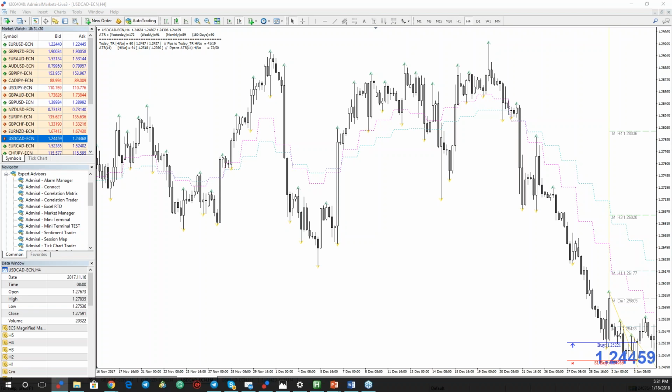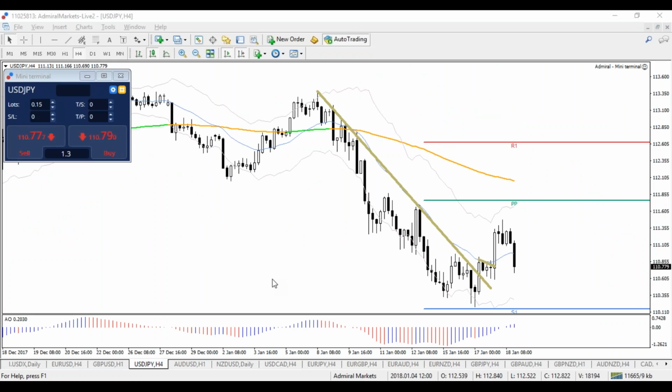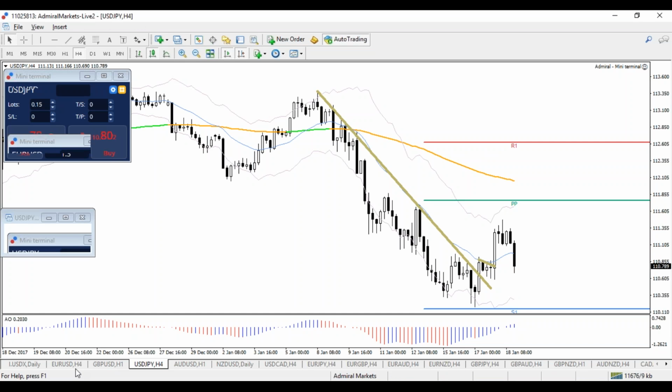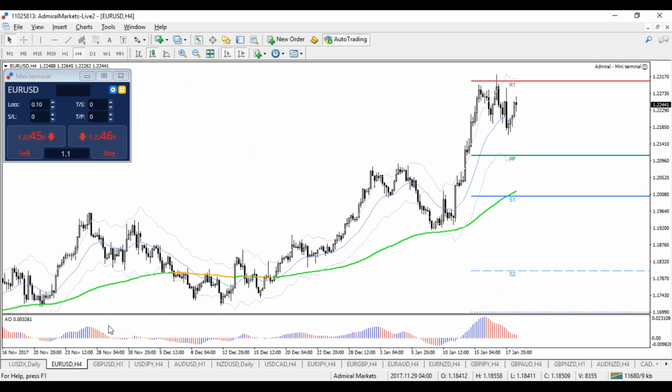There we go. All right, so you're seeing Admiral Markets chart with some indicators as well, and some trend lines already. Before we dive into trend lines, though, I wanted to start with trend channels. So trend channels, I draw on the 4-hour chart.